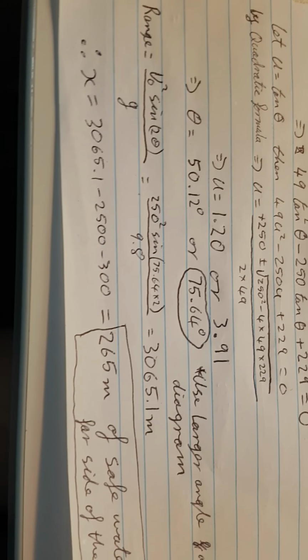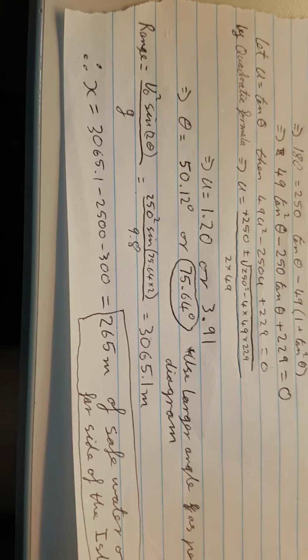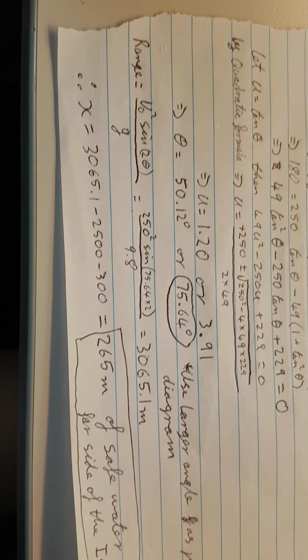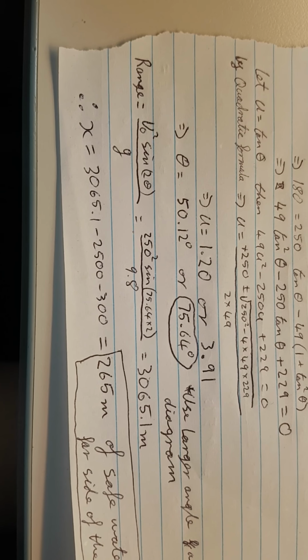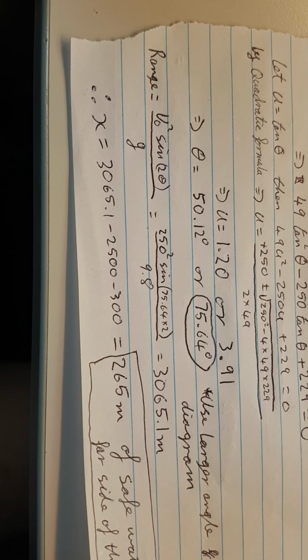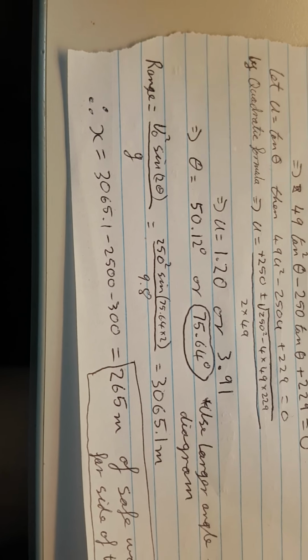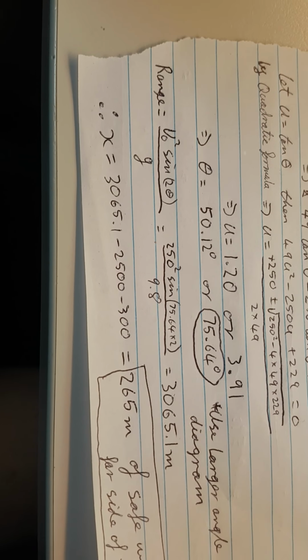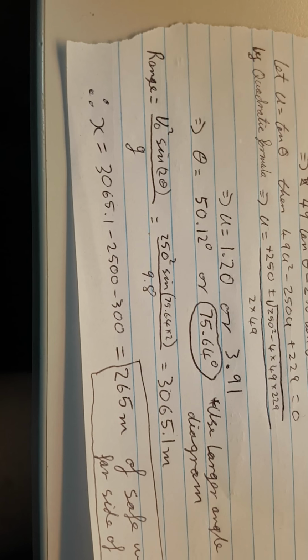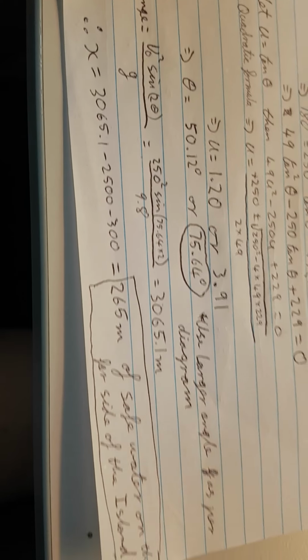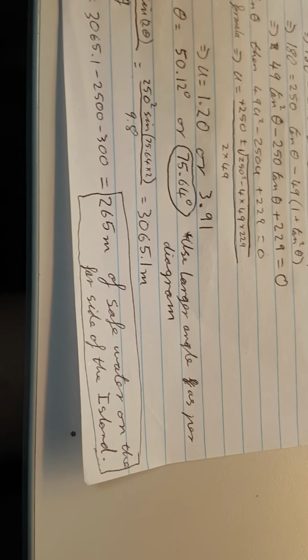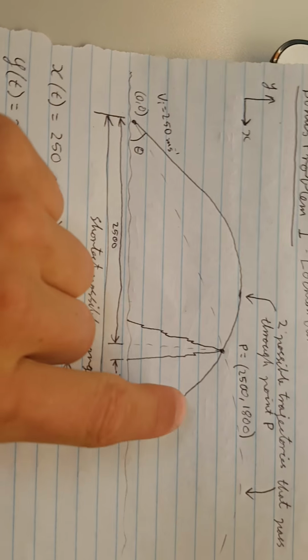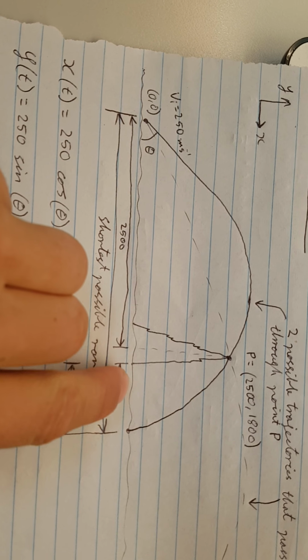So subbing in the values there, we get a range of 3065.1 meters, which means that our distance from the shore to where the shot could possibly land in the water is that range minus the 2500 to the peak of the mountain minus the 300 from the peak to the shore, and that gives us 265 meters of safe water on the far side of the island that the shot could never reach, because it can never land in this area here. This is our safe water area, which is X, which is our final answer.